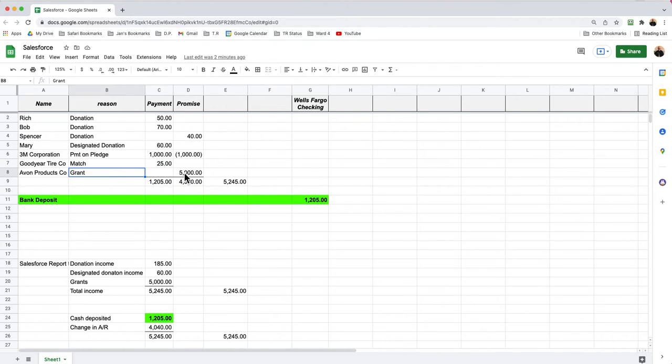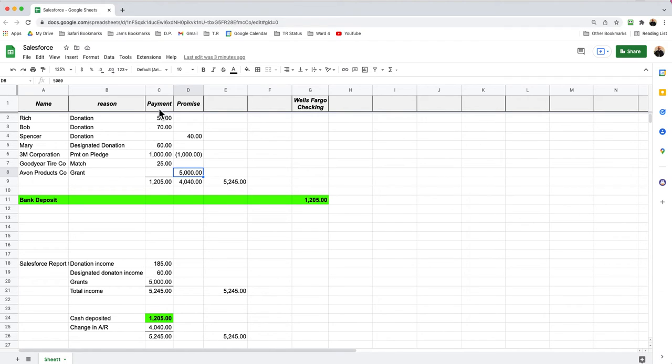And here we have a grant that is a promise to pay, much like what would have happened here. So the grantor, in this case Avon Products, has promised us a grant. We're sure we're going to get it. We've booked the income, and we are simply waiting for the money to come in.